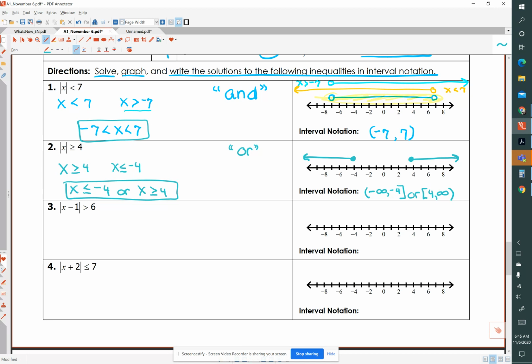So try 3 and 4 on your own. Take a minute and go ahead and try to do it. Remember, we're solving these absolute value inequalities just like we solve absolute value equations, but we're also layering on top of that the inequality rule. So try the next two on your own.